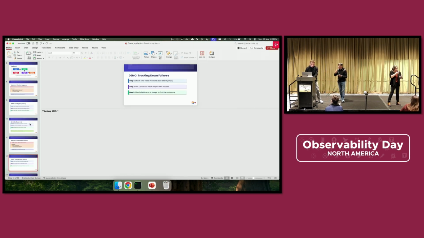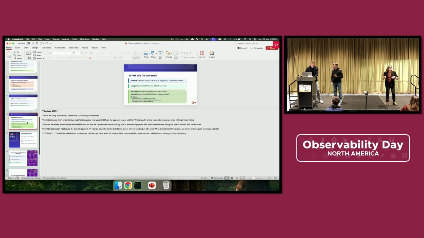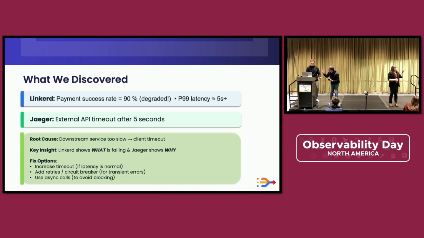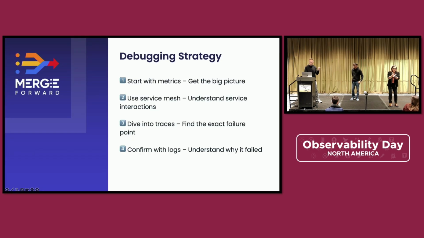So we're going to jump through this really quickly, but in the end, what we discovered is using the right tool to solve the problem really helps us find the actual root of the problem. So what are some of the debugging strategies? Start with metrics to get the big picture. Use your service mesh to understand the service interaction. Dive into your traces to find the exact failure point, and then confirm that with your logs. When you bring all of those together, you get a good idea of exactly what's going on in your microservices.